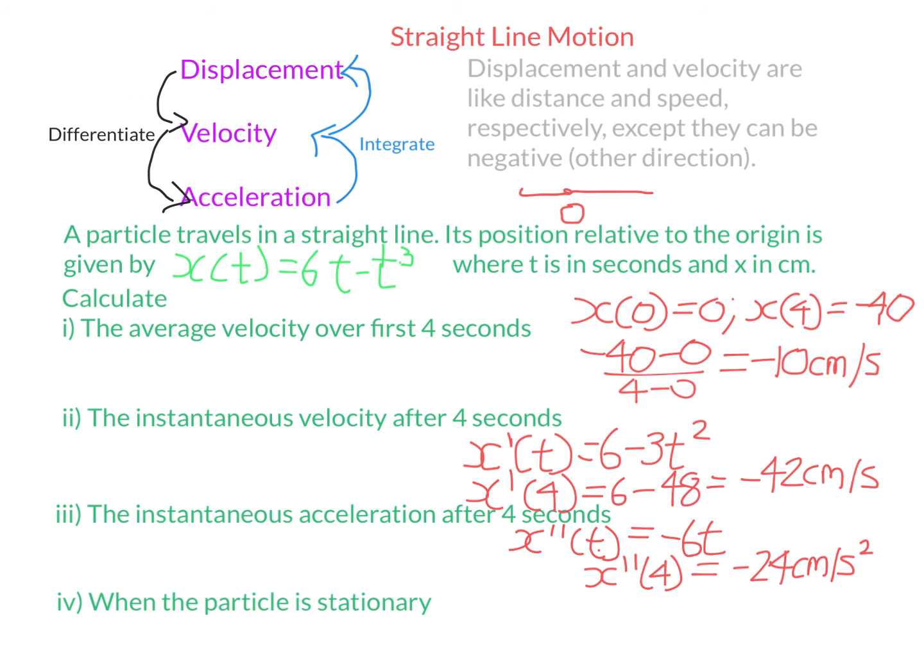All right, the last one says, when is the particle stationary? So stationary means it's not moving. What it means is that the velocity is equal to 0. So this is my velocity equation here. I want to find where it equals 0. You can use the quadratic formula or polynomial solver. You get t is plus or minus 1.4142, and so on. Of course, that's in seconds because t is in seconds. In this case, we don't have negative time, so we don't need to worry about that solution. We'll just take the positive solution. So, after about 1.41 seconds, the velocity is 0. That means the particle is stationary.